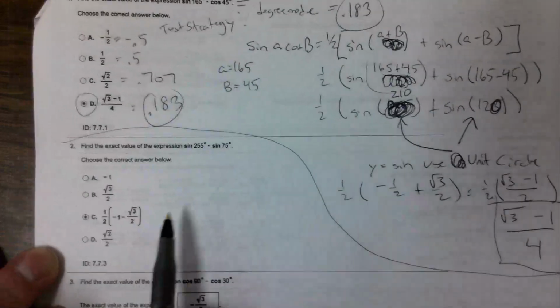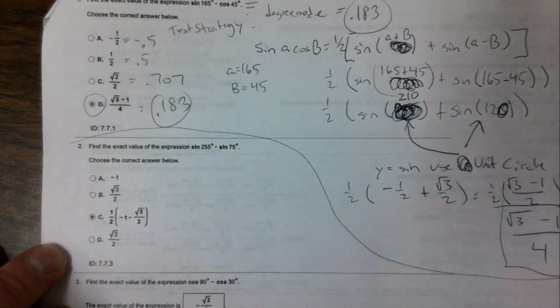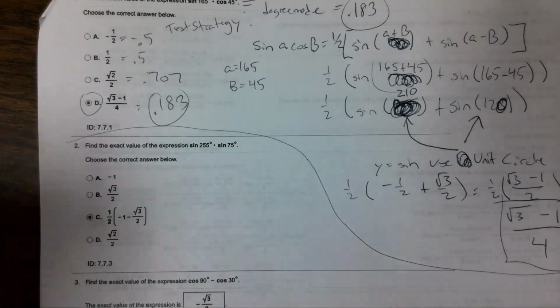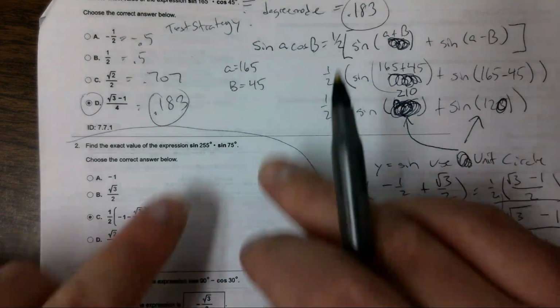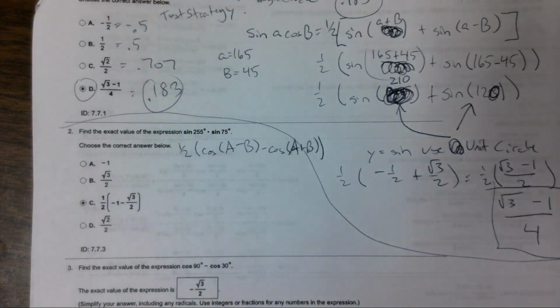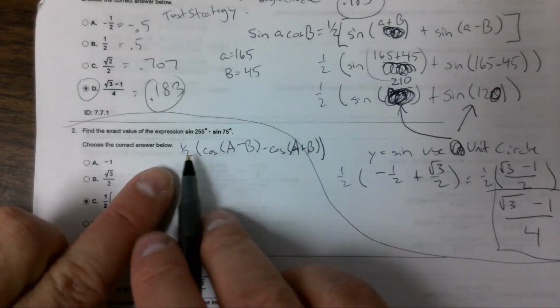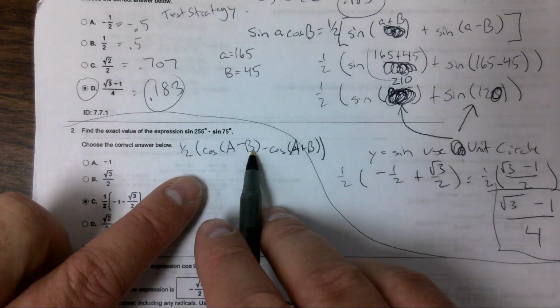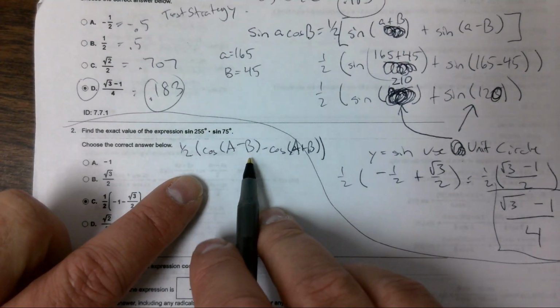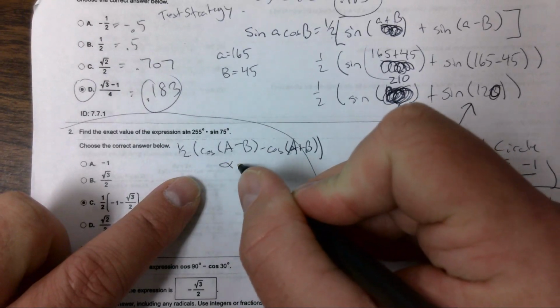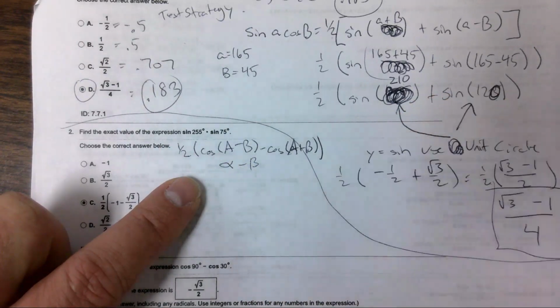Okay, on your next one, you do sine 255 times sine 75. First step is we just want to write down the sine formula. So that formula is 1/2 cosine A minus B, which in Math Excel, if you look at the view and example, they use Greek letters. It's alpha and beta, which are Greek letters.